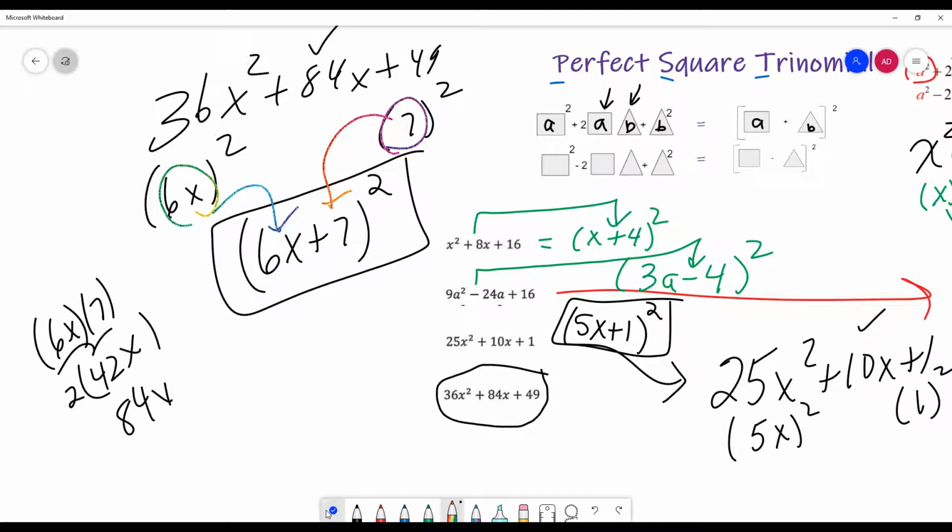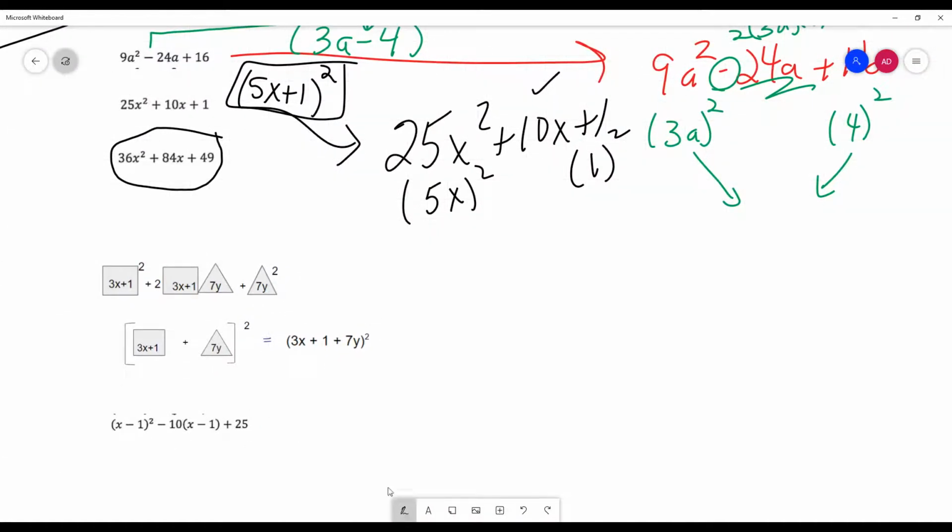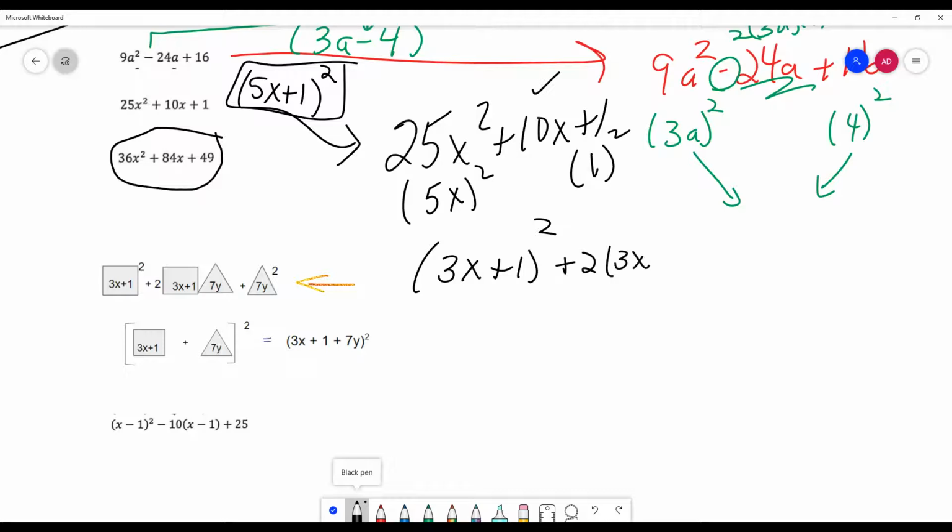Okay. Now, I don't care how funky these get. Oh, yeah, they might get a little funky. So I want you to check this guy out. If you were to see this without the boxes and triangle, it might look like this: 3x plus 1 squared plus 2 times 3x plus 1 times 7y plus 49y squared. And actually, you might even see this thing written as a 14. I know, right? What the heck is she doing? 14y times 3x plus 1.